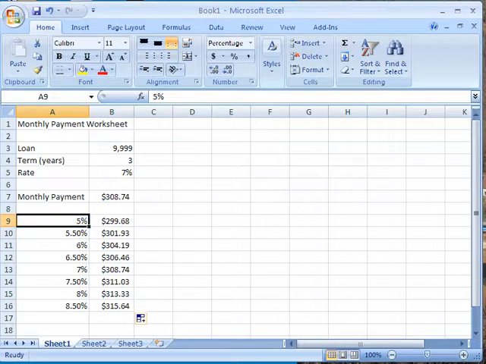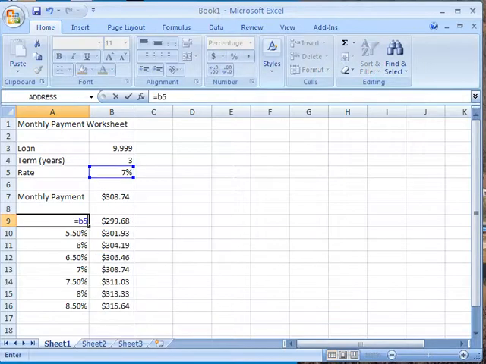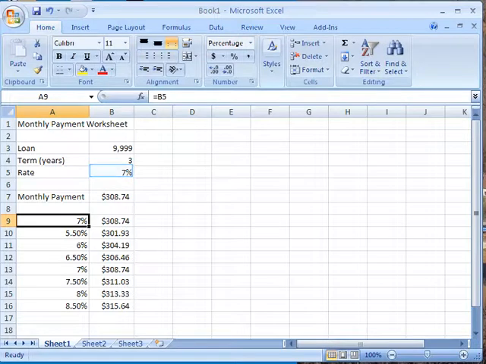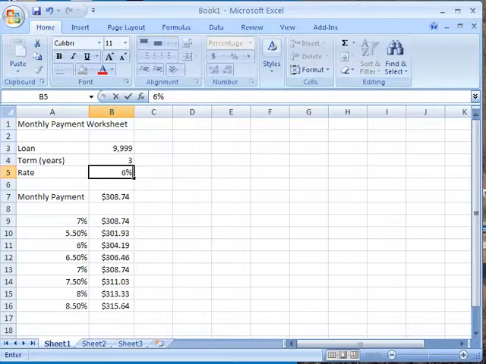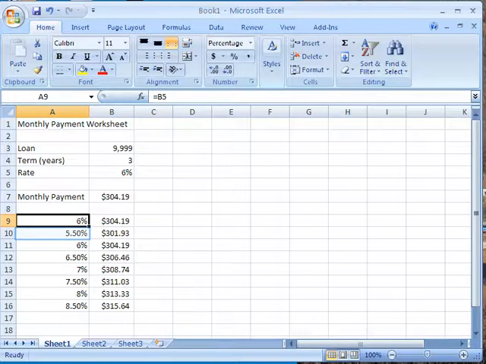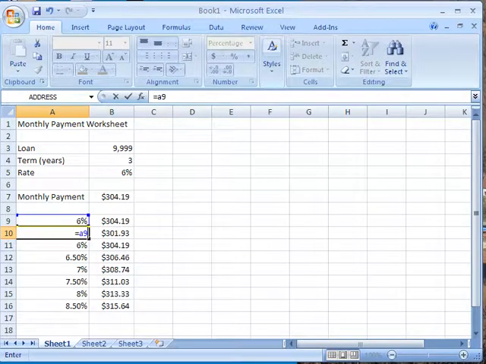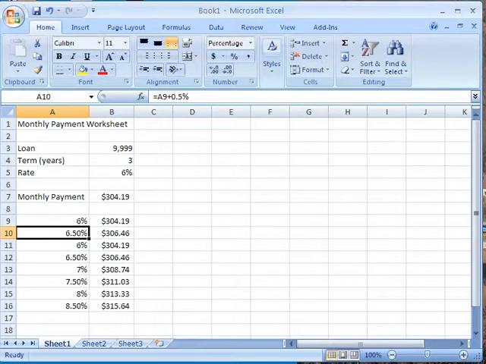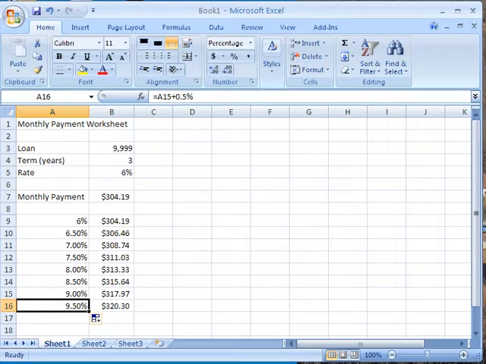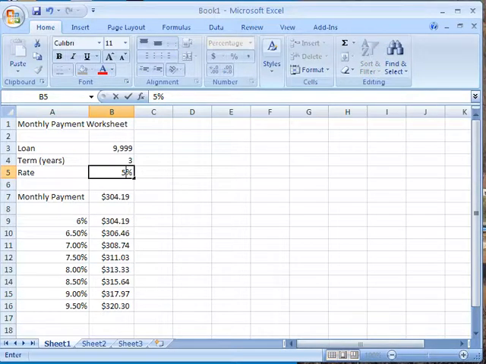Now, I could make this a little bit more adjustable. Instead of hard coding the 5% here, what could I do? I could code in the starting rate that's in B5 by going equal B5. So if I change the item in B5 to some other value, it will change there. But to get the amounts to change underneath it, I'm going to need a formula. Equals A9 plus 0.5%. If I copy that formula down, I now have percentages that will change when I change the value in the assumption area.